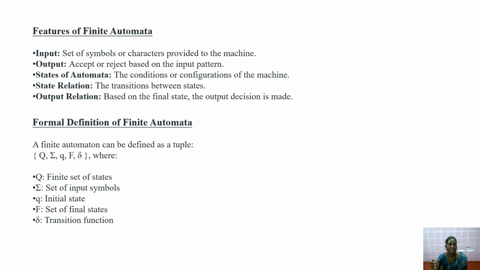State relation: the transition between two states is represented in the state relation. Output relation is based upon the final state. This is the formal definition of finite automata. It is defined in tuple format: capital Q, epsilon, small q, capital F and delta symbol. Capital Q is a finite set of states. Epsilon represents the set of input symbols. Small q represents the initial state. Capital F represents the final state. The transition function is represented by the delta symbol.